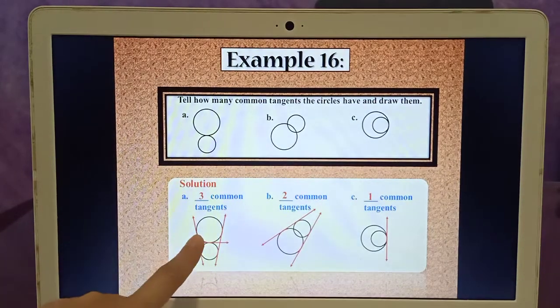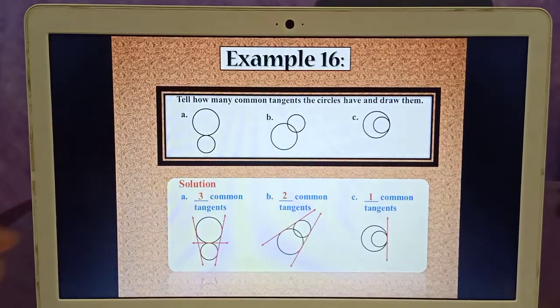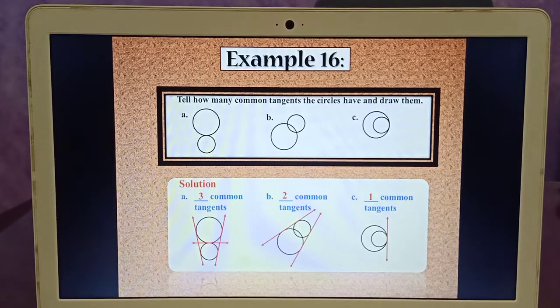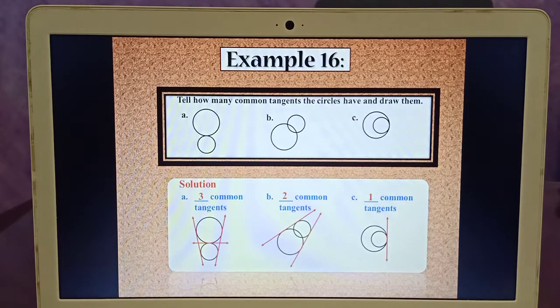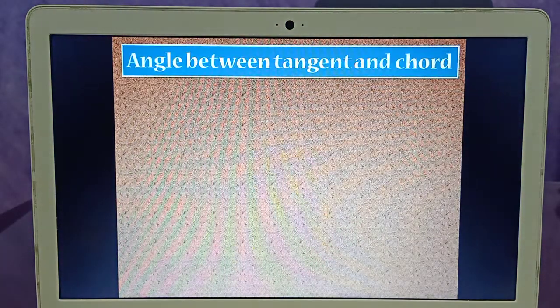Okay, so this one 3 common tangents, this one 2 tangents, this one 1 common tangent. Clear? Remember what is tangent? Tangent is a straight line that will touch the circle at only a point. So when it is regarding common tangents, it refers to a straight line that will touch each of the circle at only a point. Clear? All right. So for this one, we will continue it with the next video.